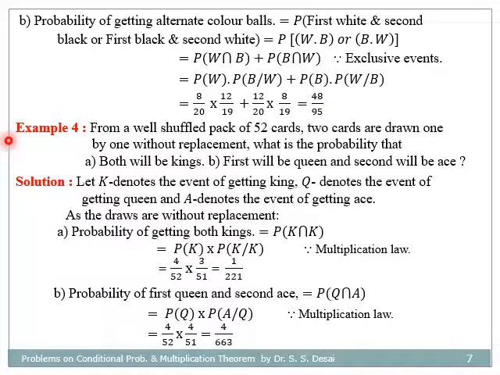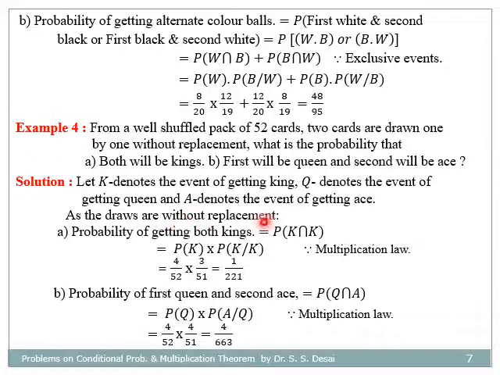Now let us see the next problem. From a well shuffled pack of 52 cards, 2 cards are drawn one by one without replacement. What is the probability that in the first part both will be kings, and in the second part the first will be a queen and the second will be an ace? For the solution, let K denote the event of getting a king, Q denote the event of getting a queen, and A denote the event of getting an ace card.